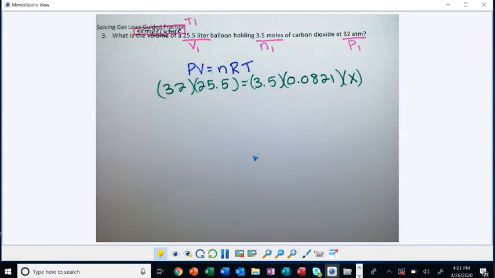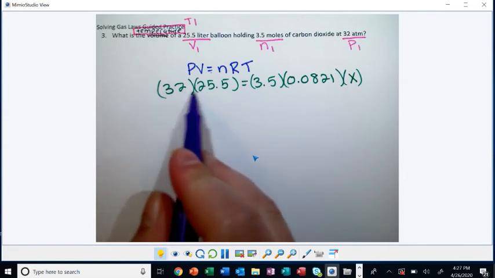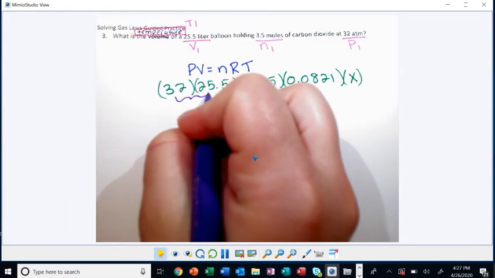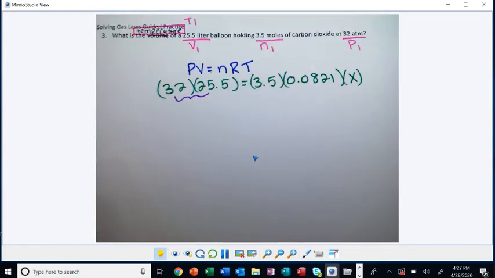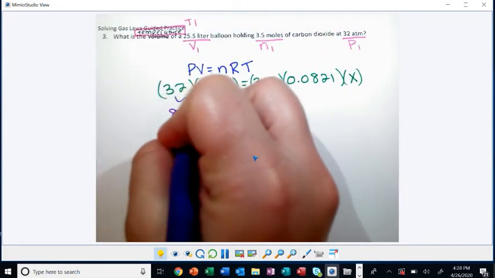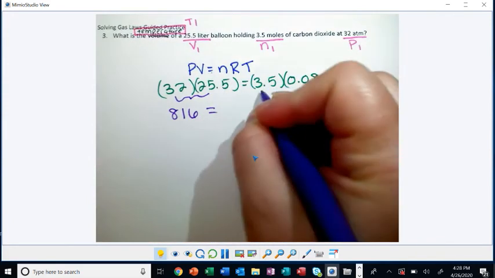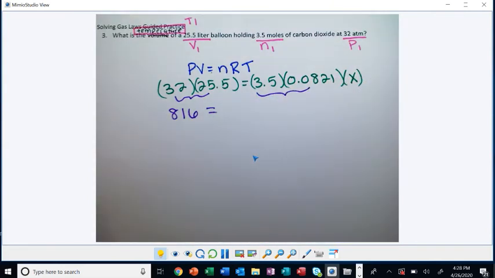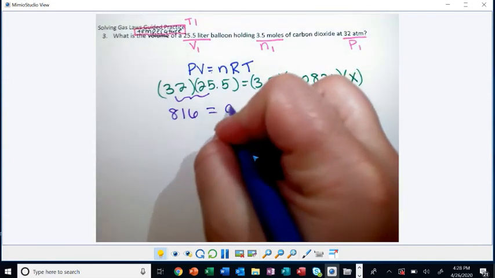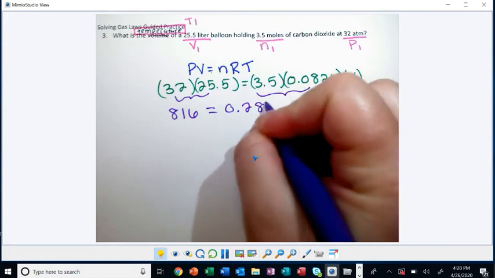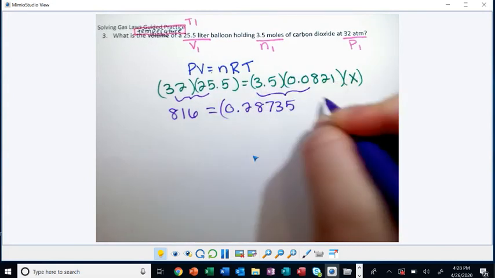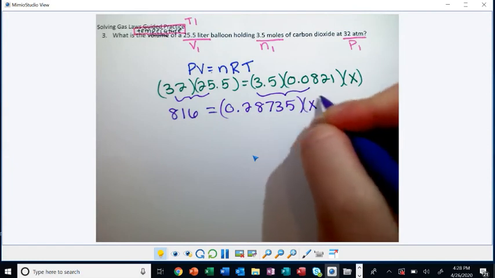Now we need to simplify the equation so that we can solve it. So first things first, I can go ahead and plug these into my calculator. I can multiply them together. And I'm going to get 816 equals, I can multiply these together. And you get 0.28735. And I still have X on this side.